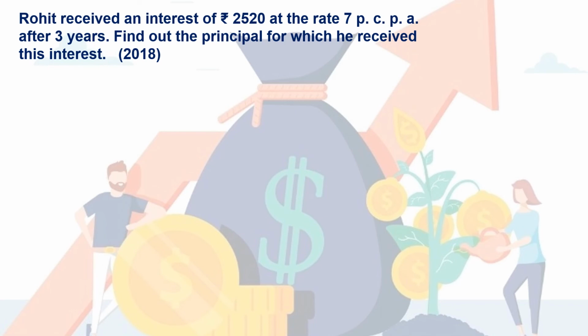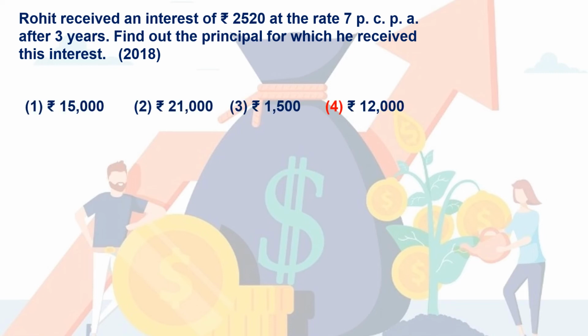Next question. Rohit received an interest of rupees 2,520 at the rate of 7% per annum after 3 years. Now he has received an interest, and the rate of interest is also given, and the time period is also given. Find out the principal for which he received the interest. This sum had come in 2018. Options are 15,000 rupees, 21,000 rupees, 1,500 rupees or 12,000 rupees. You're supposed to find out the principal.